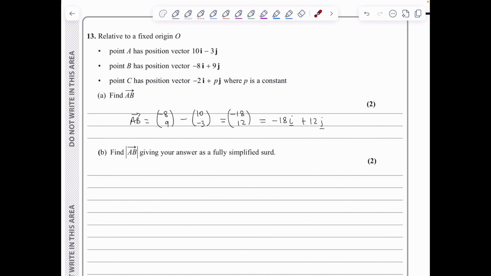We're then asked to find the magnitude of the vector AB, giving our answer as a fully simplified surd. So we know that to find the magnitude of a vector, I will take the i component and square it. Then I will take the j component and square it, add them up and take the square root. So it's essentially Pythagoras' theorem here, and this gives an answer of 6 root 13.